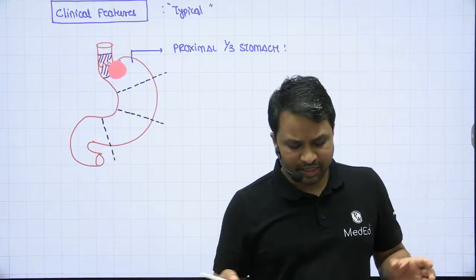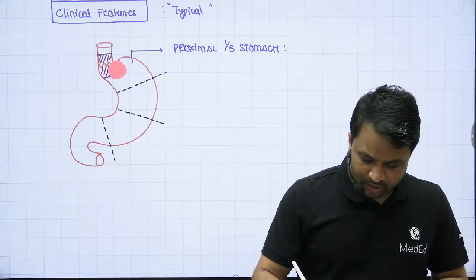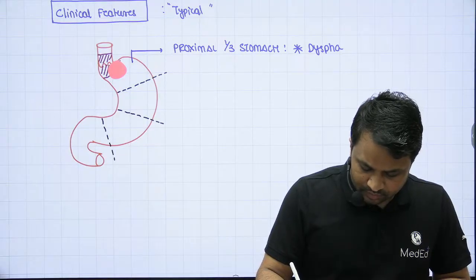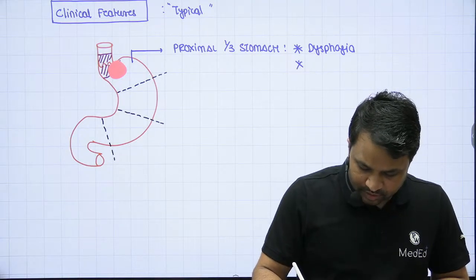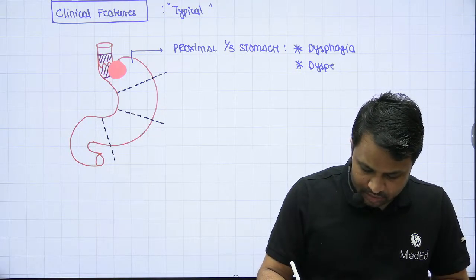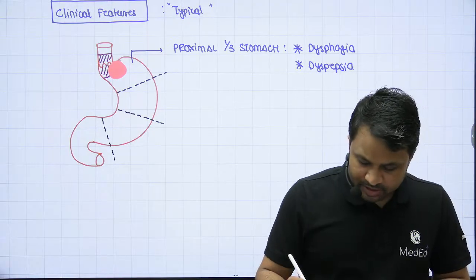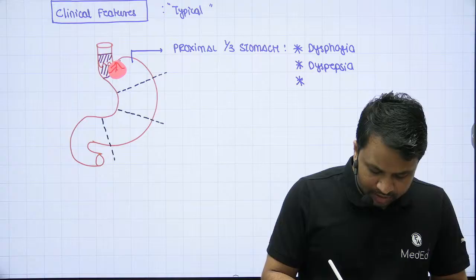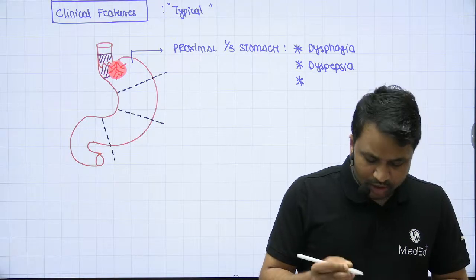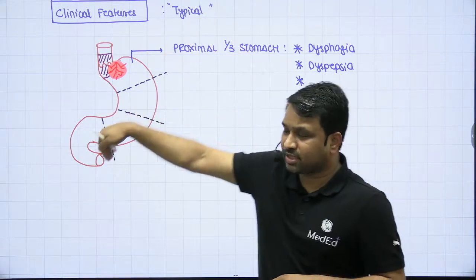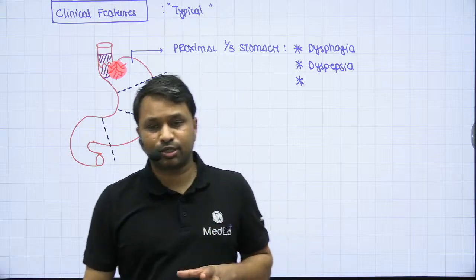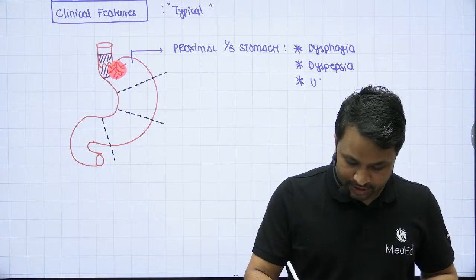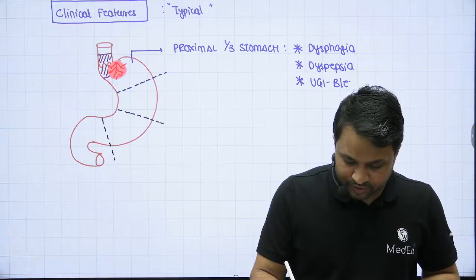Obviously, the initial presentation of these patients would be dysphagia. It will be associated with dyspepsia as well. And remember, all tumors will have neovascularization, so it will be highly vascular. Whenever the food passes, it will brush with the tumor, and it is going to bleed, and that bleed will present to you as upper GI bleed.